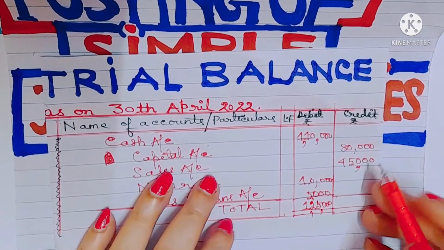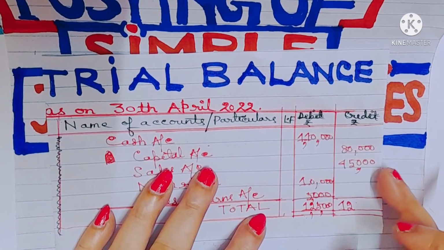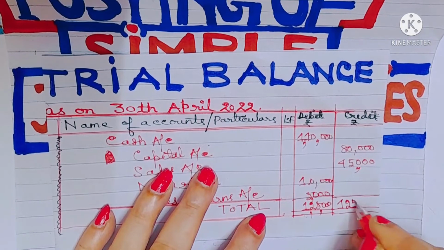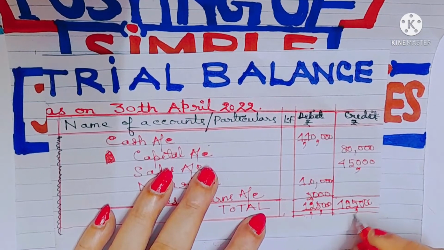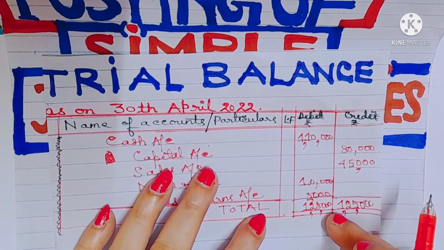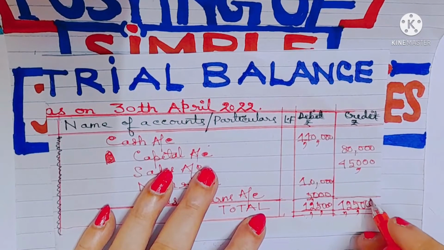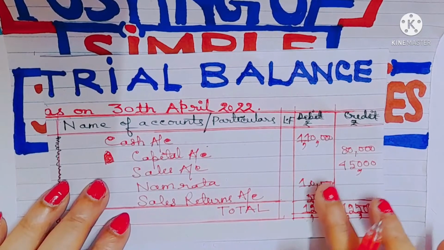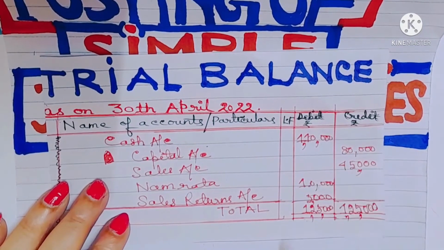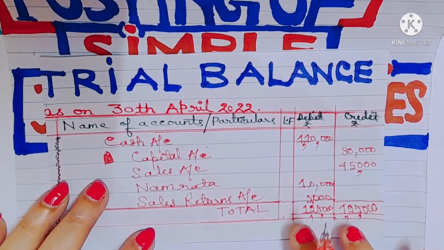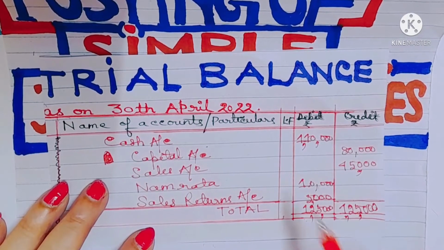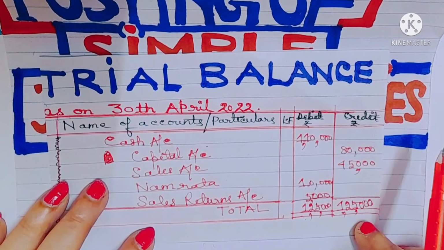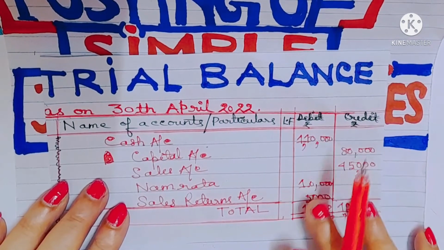What is the total of the credit column? 80,000 plus 45,000 will give you 1,25,000. So the total of the debit column is 1,25,000. The total of the credit column is also 1,25,000. That means what? The trial balance did tally. So the trial balance did tally because the total of the debit column is equal to the total of the credit column. Understood? There are no errors.